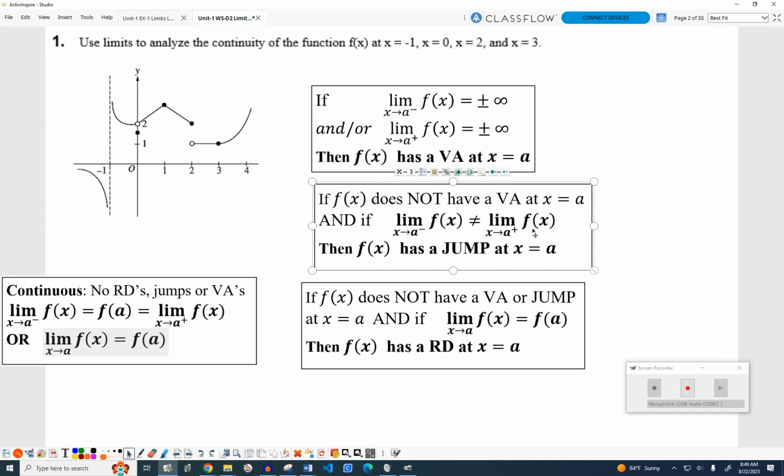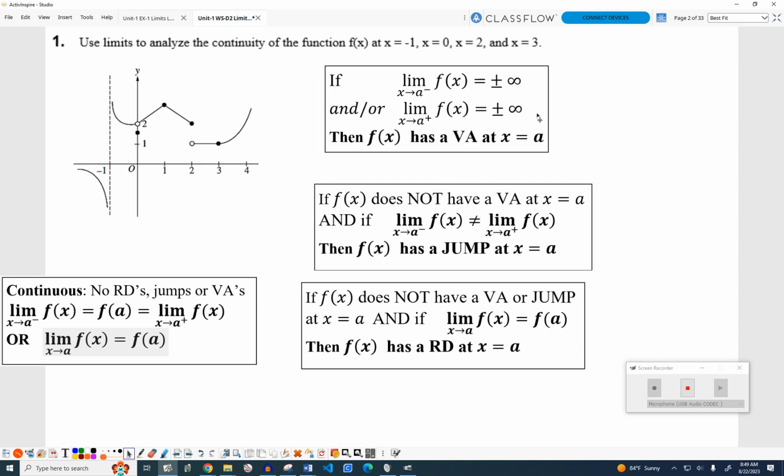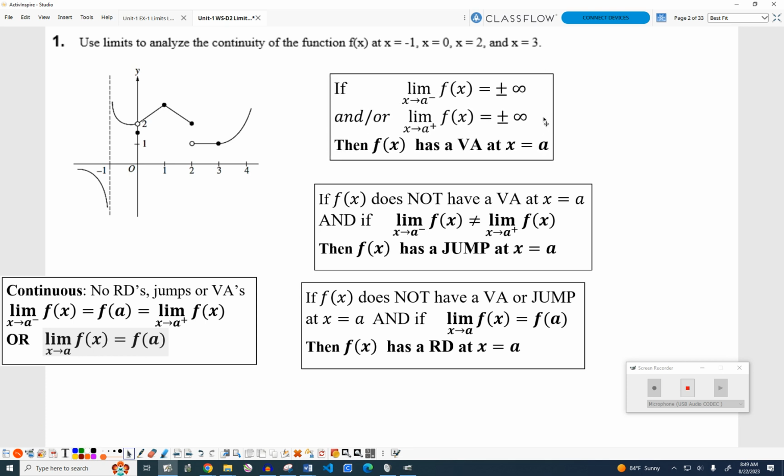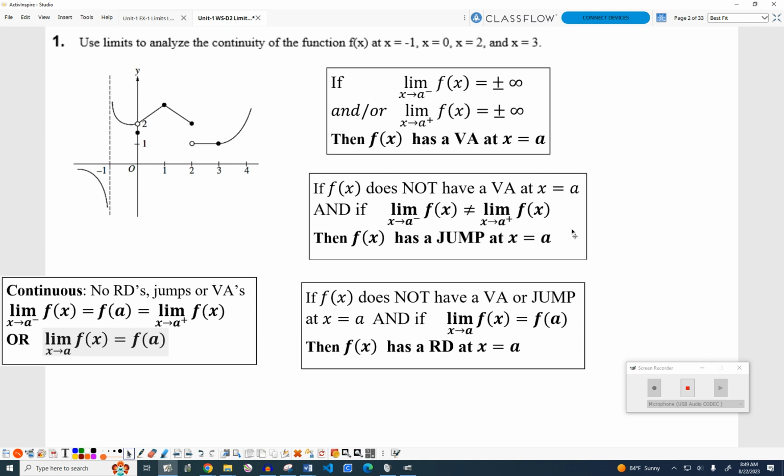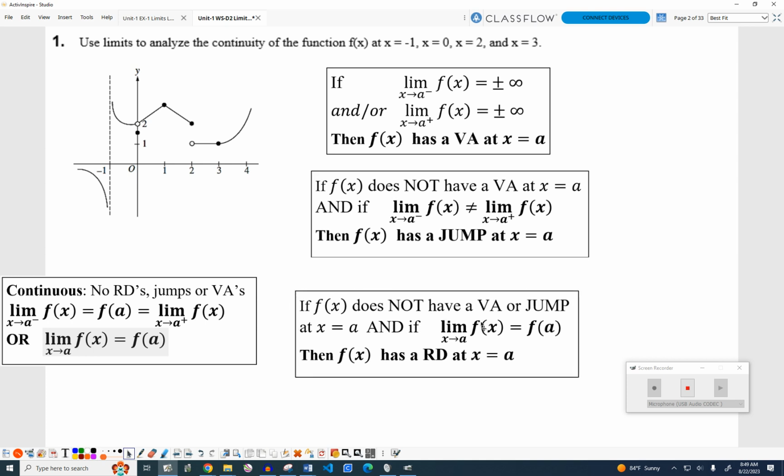So I always go in sequence. I first check to see if my left and right are infinite. They were not. I now check to see if my left and right are the same. If they were the same, I would have an overall limit.